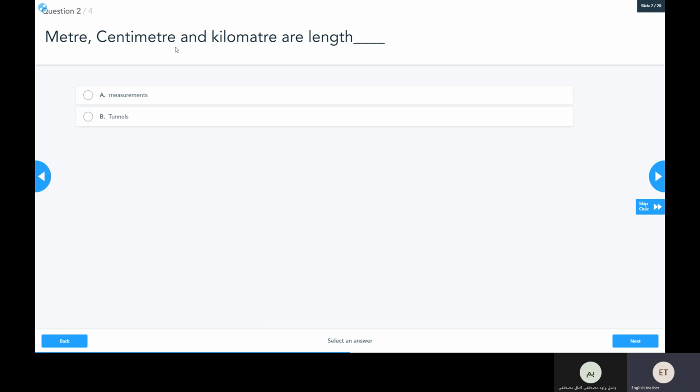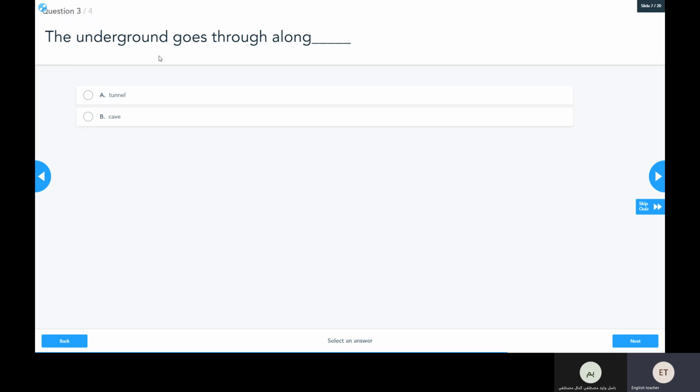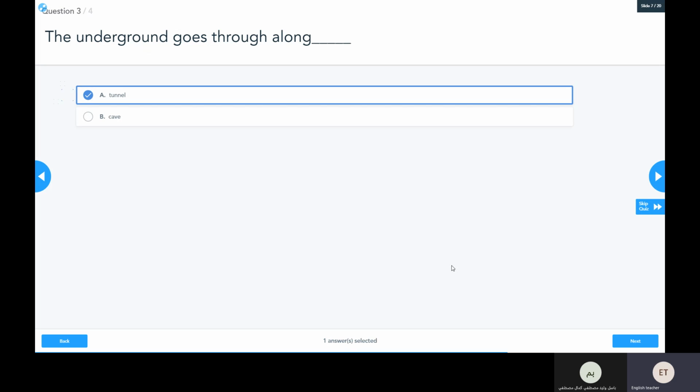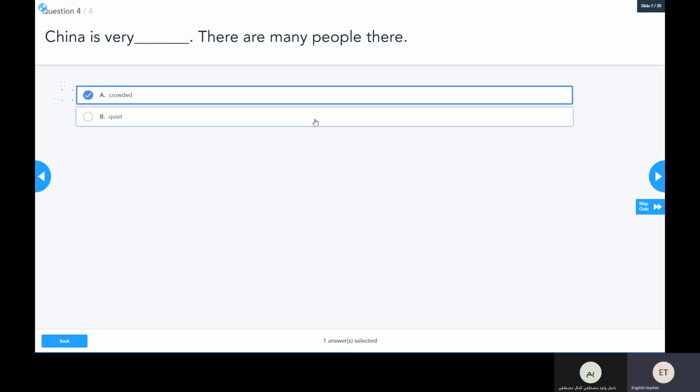Meter, centimeter, and kilometer are lengths, measurements, or tunnels. Of course, not tunnels, it's measurements. We use it to measure distance. The underground goes through, along what? Cave? You can find the caves in mountains, but under the ground, you can't find caves, you find tunnels. China is very, there are many people there. It's very what? Many people, crowded.